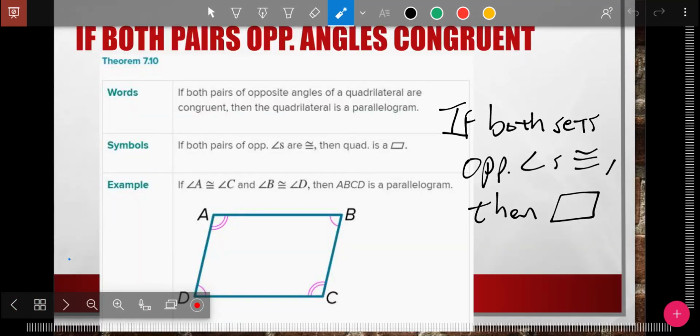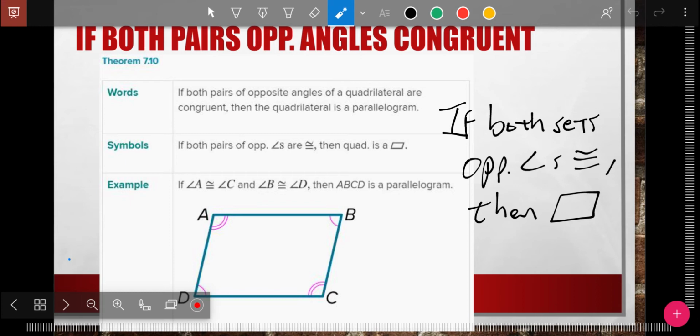The next way is both. And again, it's both. Both pairs of opposite angles. If both pairs or sets of opposite angles are congruent, then the whole thing's a parallelogram. Right? So you're going to get questions that'll ask something like, is this a parallelogram? Yes, no, why? Justify. You're going to be like, yeah, because opposite angles are congruent, so it has to be a parallelogram. Now you would know all the other rules apply.